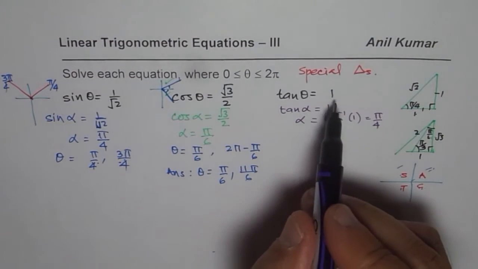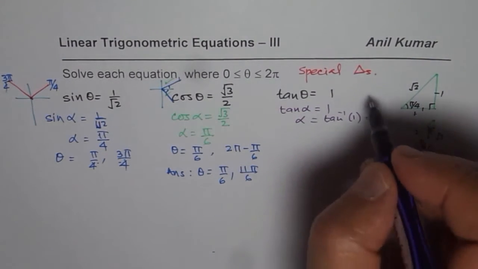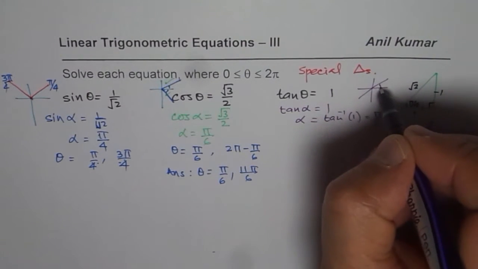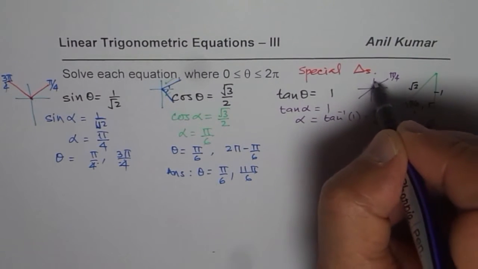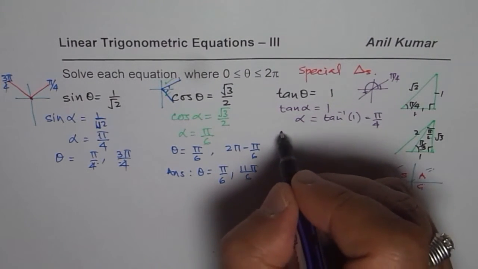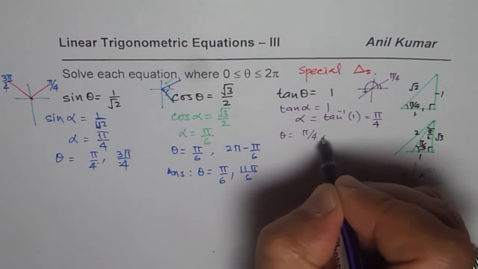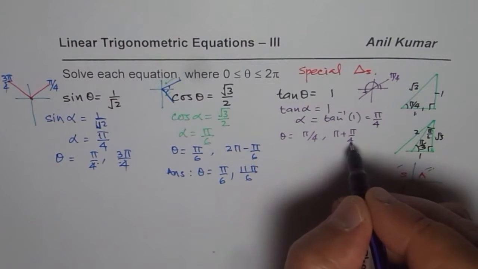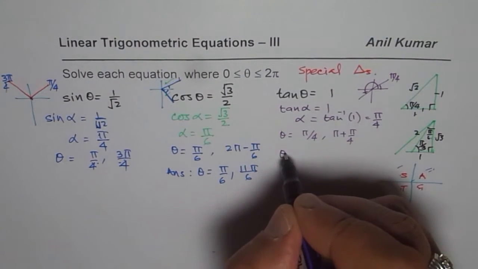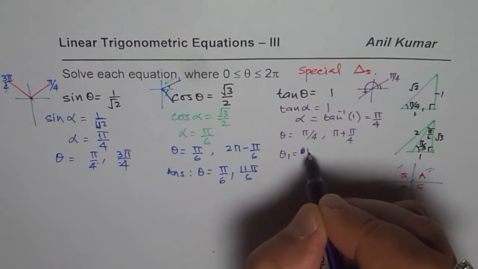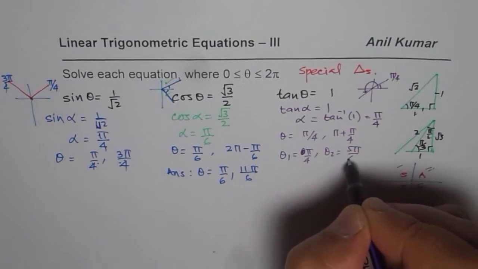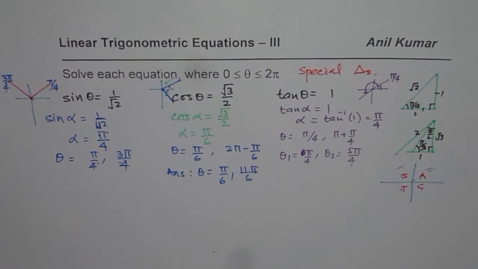Now since tan is positive in two quadrants, that is, it is positive in quadrant 1 and in 3, this answer is pi by 4. The other answer is pi plus pi by 4. So theta is equal to pi by 4 and pi plus pi by 4, correct? So pi plus pi by 4 is 5 pi by 4. So we have two answers. Theta 1 is pi by 4, and theta 2 is 5 pi by 4. You could write like this also. So that is the way you can use special triangles and write down your solutions.